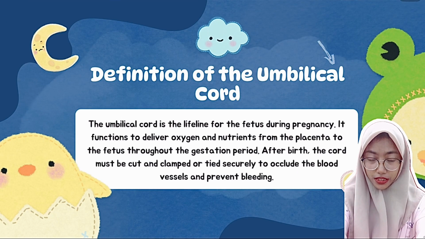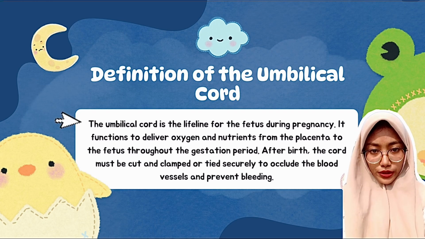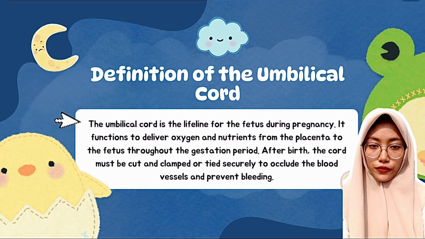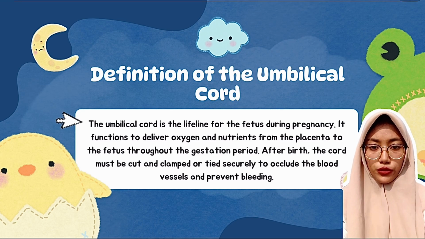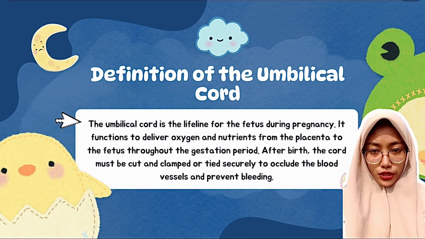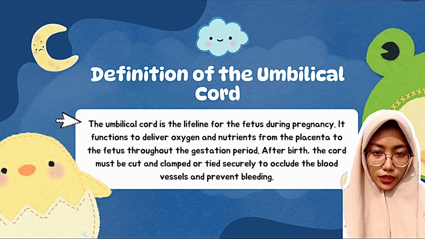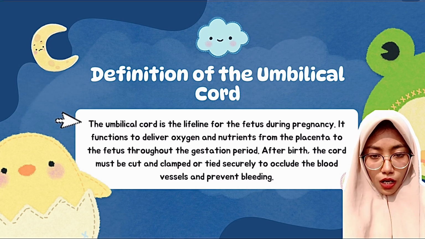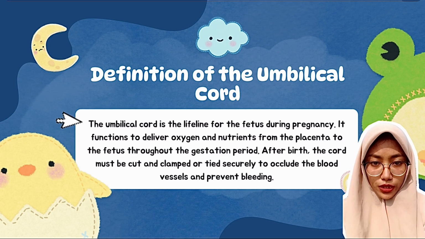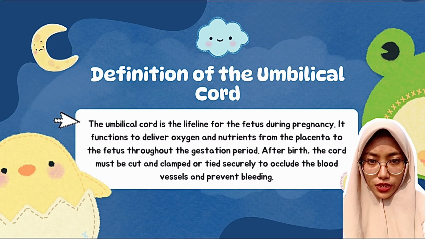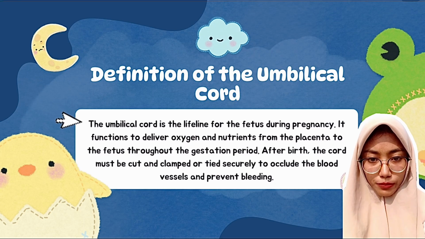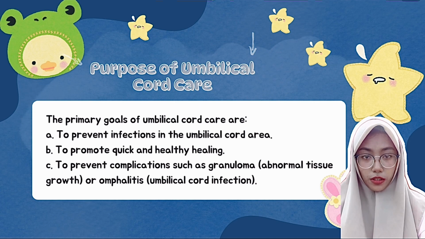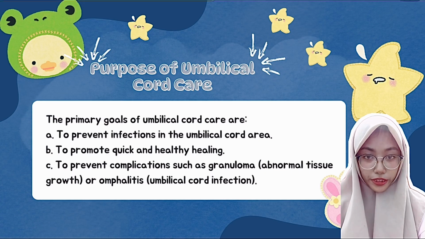Here is the definition of the umbilical cord. The umbilical cord is the lifeline for the fetus during pregnancy. Its function is to deliver oxygen and nutrients from the placenta to the fetus throughout the gestation period. After birth, the cord must be cut and clamped or tied securely to occlude the blood vessels and prevent bleeding.